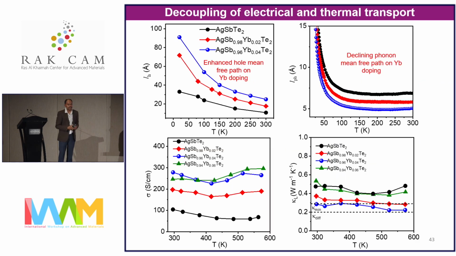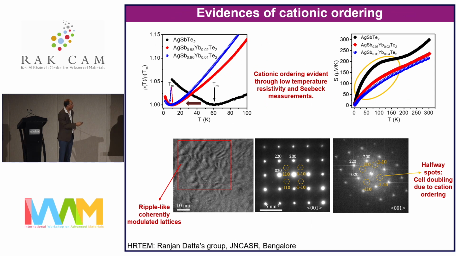And how did we do it? Basically, we have to design a material where a gap between the mean free path of the charge carrier and the phonon comes into the picture. As soon as we dope ytterbium, there is an enhancement of the mean free path of the hole, but the phonon mean free path decreases. So we see a glass-like thermal conductivity but crystal-like electronic transport. And we could see a thermal conductivity of around 0.2 watt per meter Kelvin at higher temperature. And with that, we see all this weak localization phenomena. I'm not going into the details in this case.